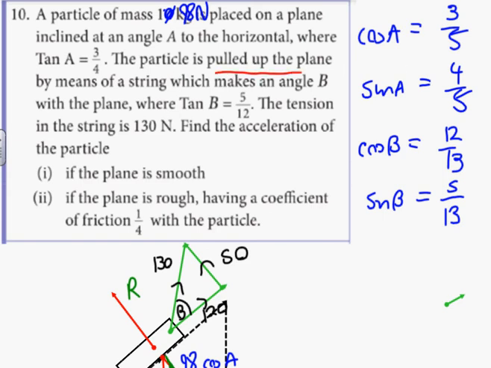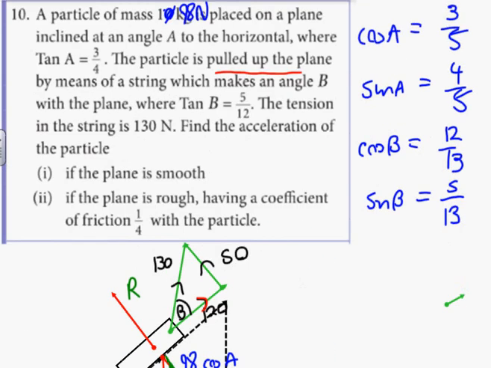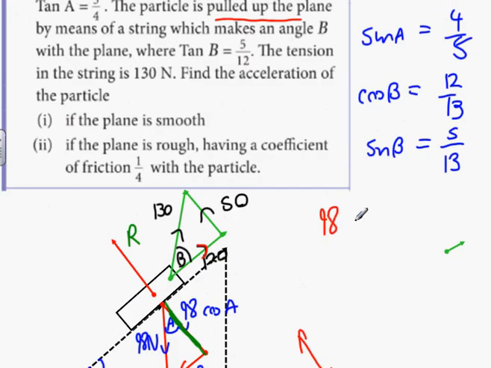Pulled up. It's going up. So what does that mean about its acceleration? Mass by acceleration. Acceleration is going up the inclined plane. What else is going up the inclined plane? The 120 newtons of force is going up the inclined plane. What's working against it to bring it down the inclined plane? Anybody tell me? The 98 sine alpha. And what is 98 sine alpha?